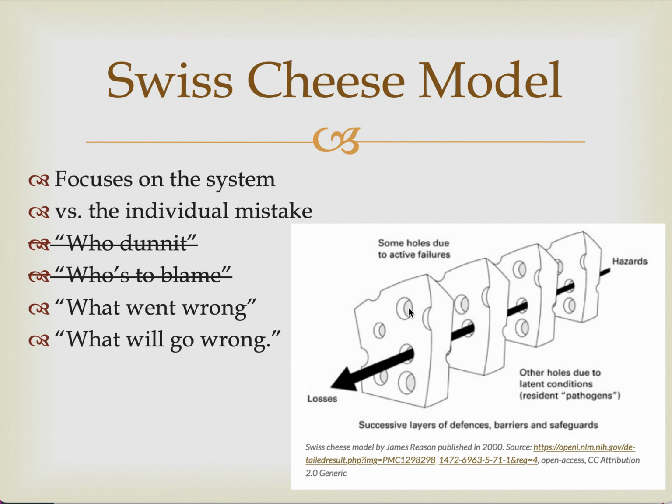So you see, holes are from failures in the system, and a slice of cheese is a layer of defense or a barrier or a safeguard.